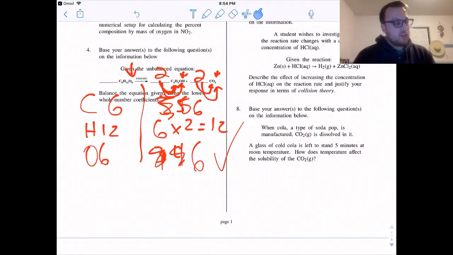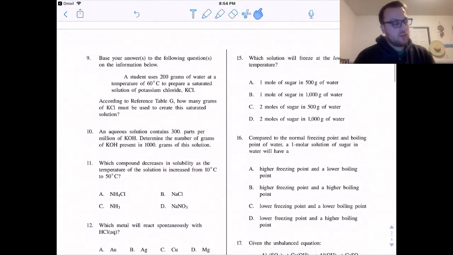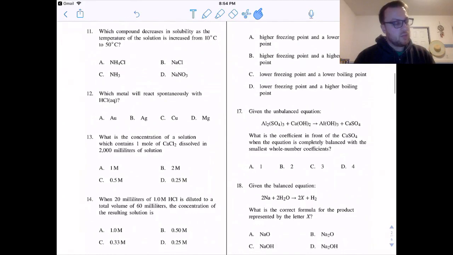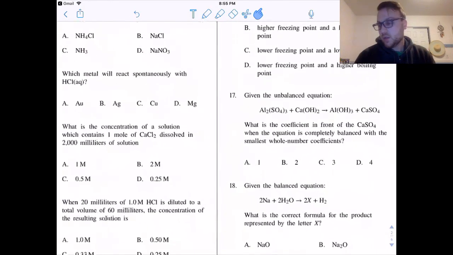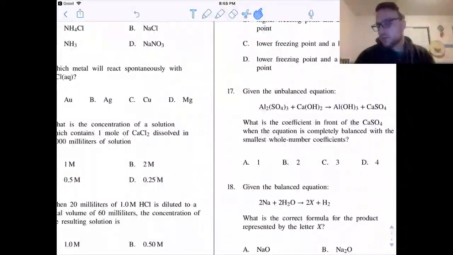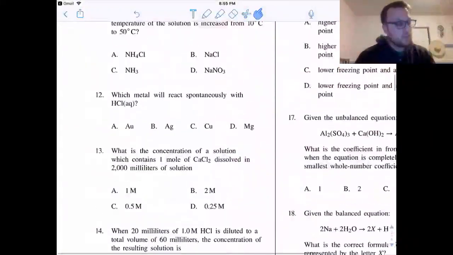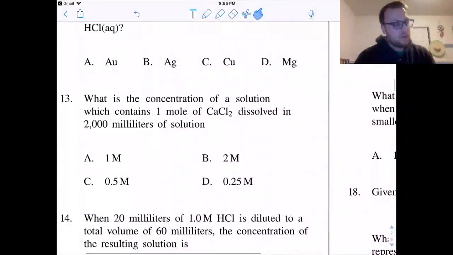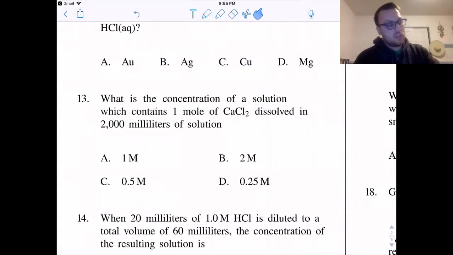Molarity is moles per liter. 1 mole. 2,000 liters. Divide that by 1,000, and you get 2.5. That's molarity. If they don't give you moles, convert to moles.